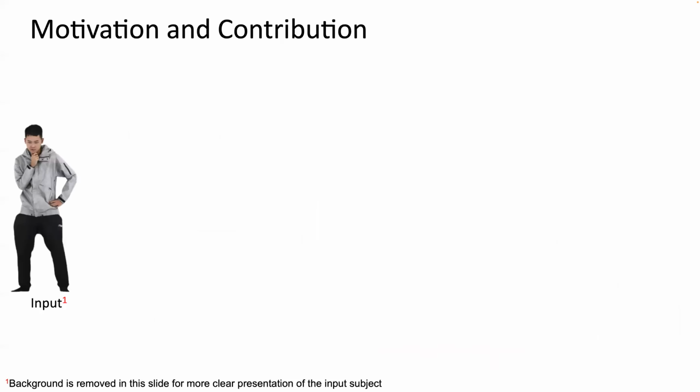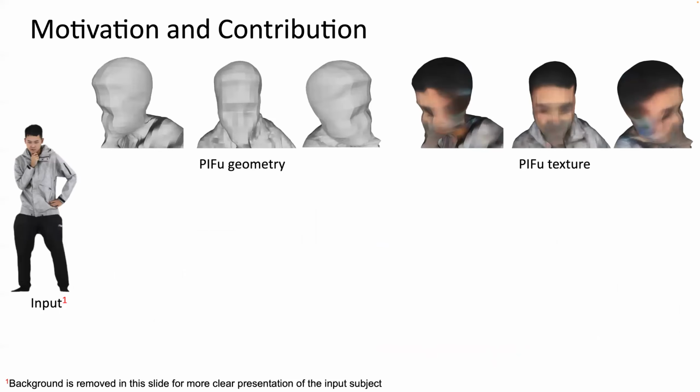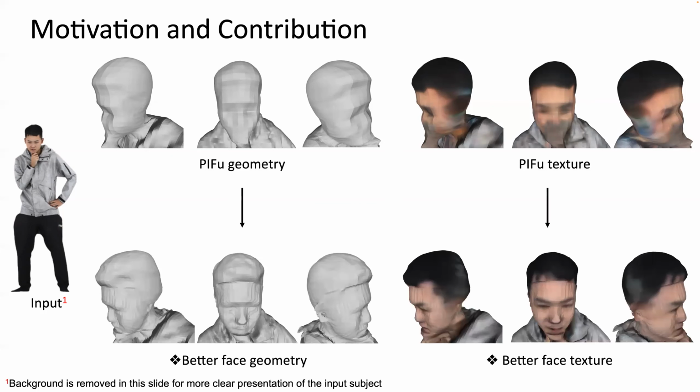As mentioned in the previous slide, although these methods achieve impressive human reconstruction, they still lack face geometry and texture. Therefore, in this paper, we propose a new framework called JIFF to reconstruct, first, better face geometry, and second, better face texture, by integrating a 3D parametric-based model into the learning pipeline.